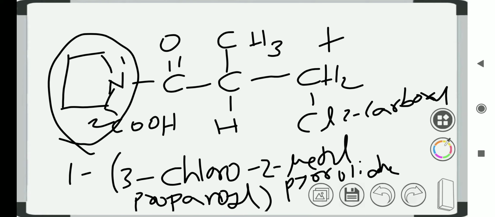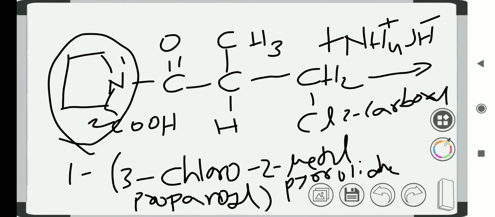Now this intermediate undergoes a reaction with ammonium thiol that gives your final molecule, captopril. Okay, so this is about the synthesis. Next, see here, how your drug is going to show the action. What may be the bonding with ACE, angiotensin converting enzyme, and how is it going to bind?